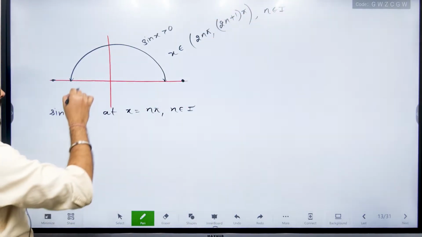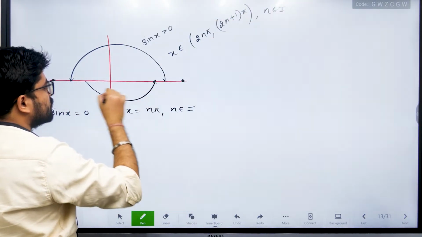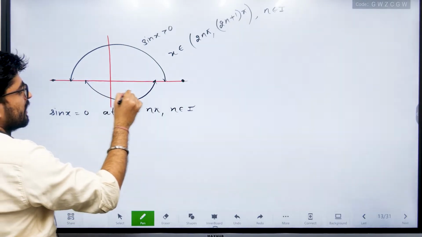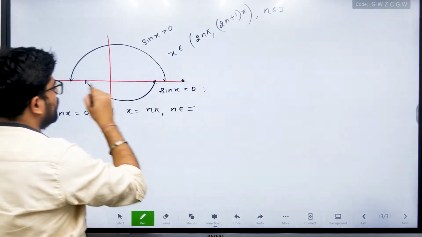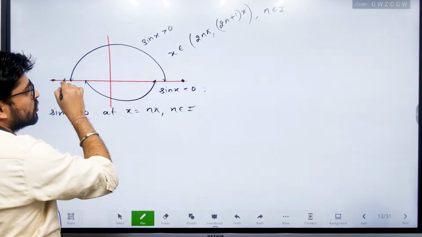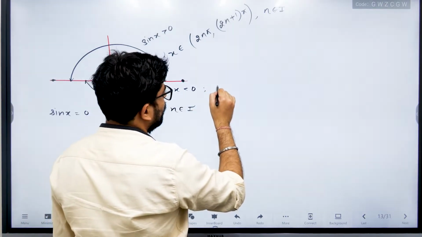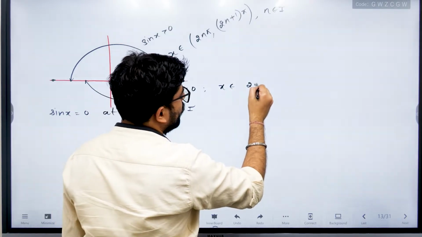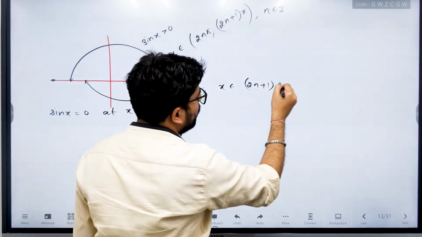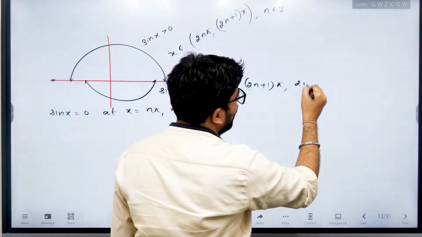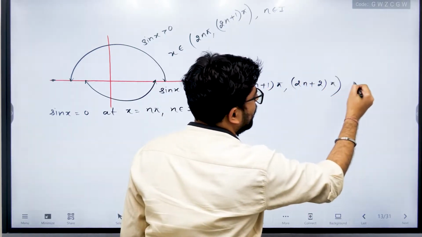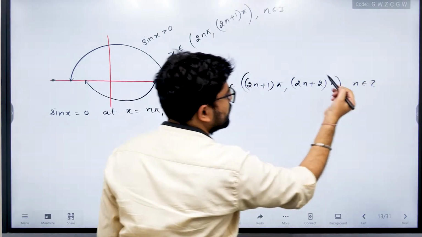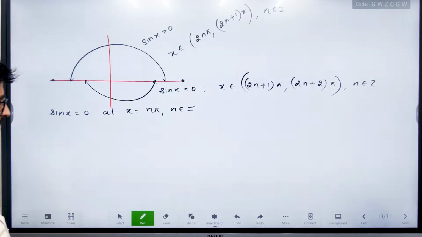Okay. And sin is negative in this part. Sin x is negative. This one is what? x belongs to (2n plus 1) pi to (2n plus 2) pi, open interval, n belongs to Z. Got it?